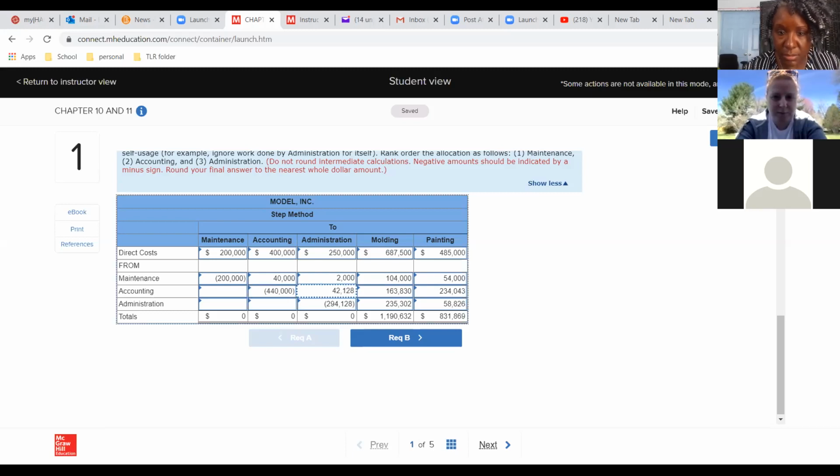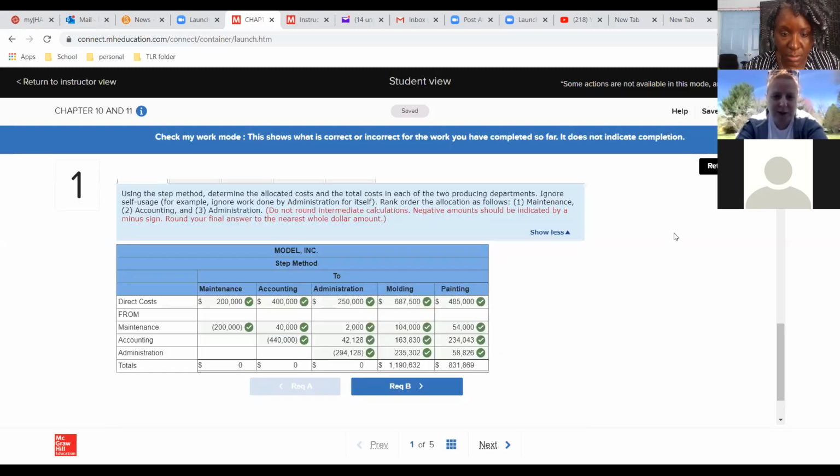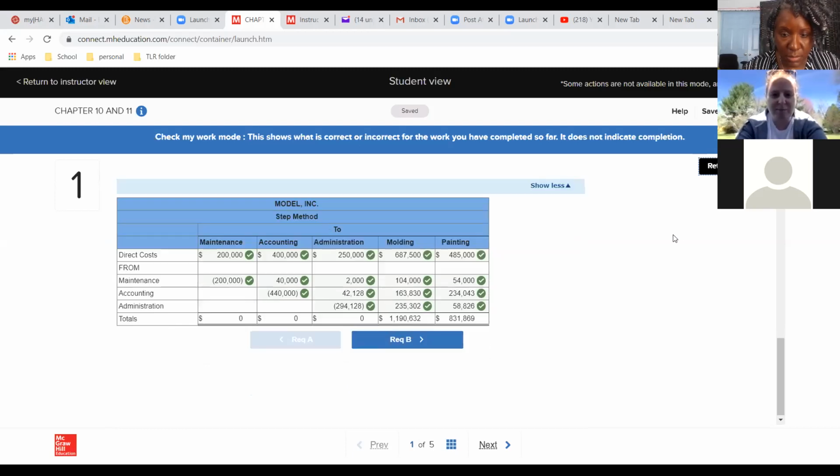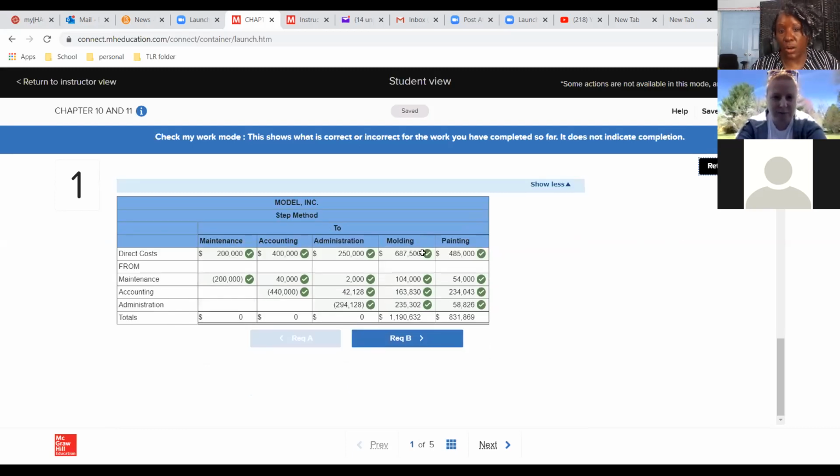All right, let's try it. Good. And now we've allocated all. Now remember, this is where you stop. Why? Because we're allocating service costs. And these departments that we've allocated, maintenance, accounting, and administration, are service costs. And we're allocating the service cost departments to the molding and painting. And we did it in a step-by-step process.